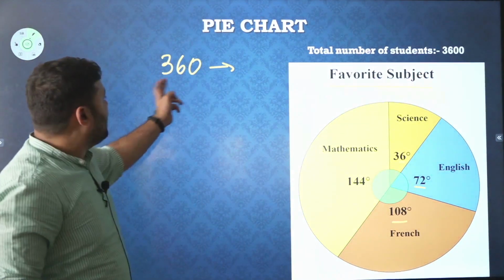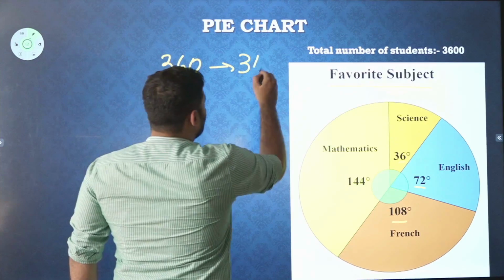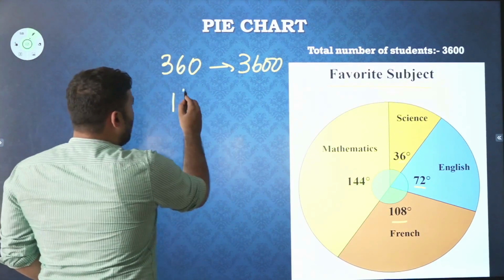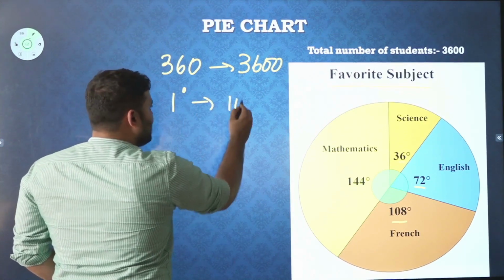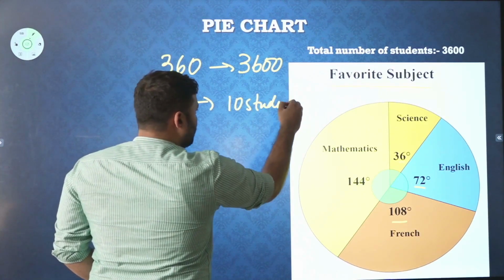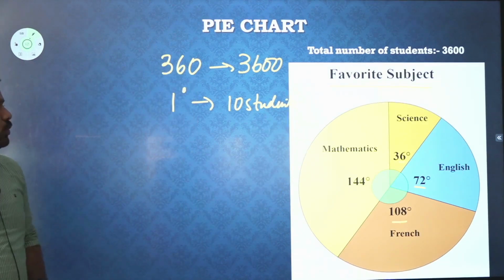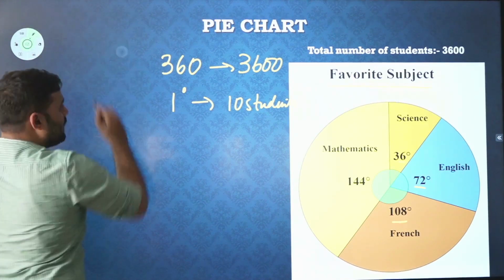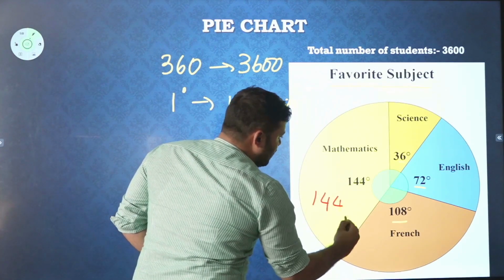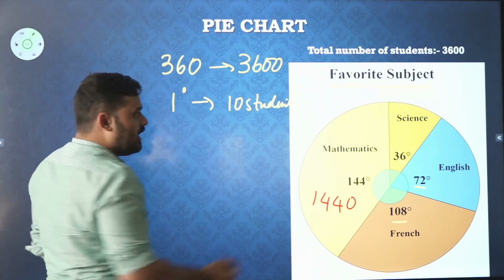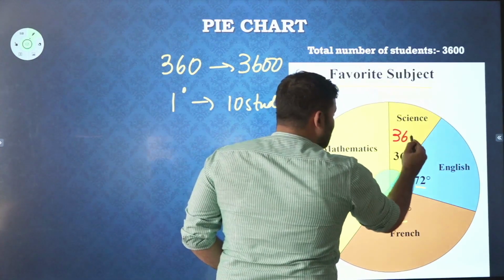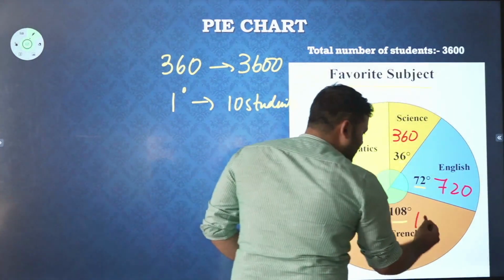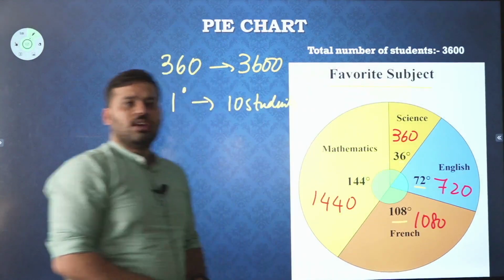If you have a look at it, 360 degrees means 3,600 students. 3,600 students out of, so can I tell 1 degree means 10 students? 1 degree means 10 students. So if 1 degree means 10 students, then 144 degrees means 1440 students, and 36 degrees means 360 students, 72 degrees means 720 students, 108 degrees means 1080 students.